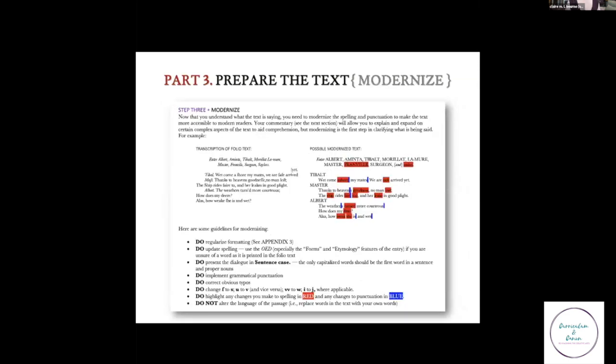And then they would modernize the text. This was probably the trickiest part after they understood what was going on. And what they did was that changes to spelling, they highlighted in red, and changes to punctuation, they highlighted in blue. And they did this so that David LeBlanc, our grad assistant general editor of this play, could then use this data for encoding the text.